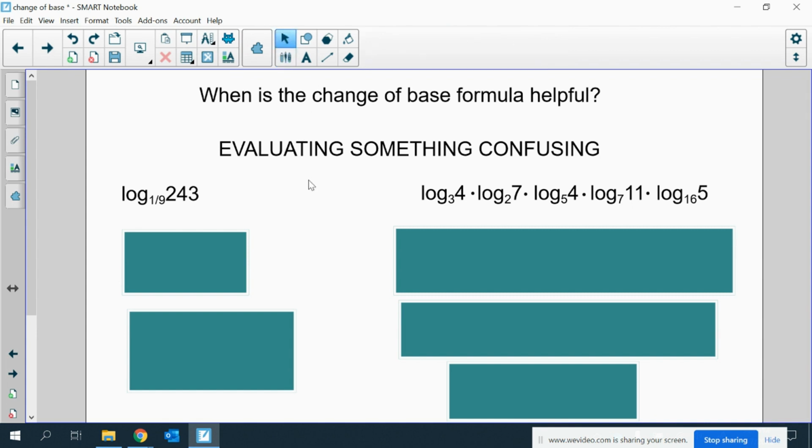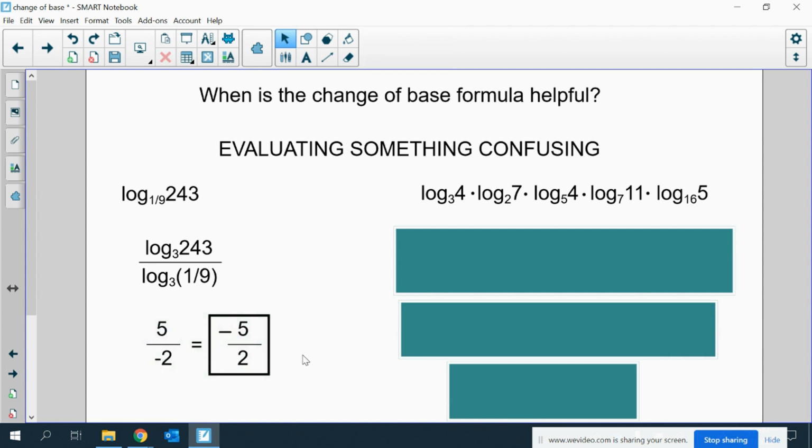When is this helpful? Well, it's helpful when we evaluate something confusing. So if I have log base 1/9 of 243, I can rewrite both of those in terms of log base 3. So I could say log base 3 of 243 divided by log base 3 of 1/9. And the reason I would choose 3 is because each of these are powers of 3. So I end up with the numerator being 5 and the denominator being -2. So my answer is -5/2. Now I could get that in other ways, but this is a pretty easy way and a very helpful way to use the change of base formula.